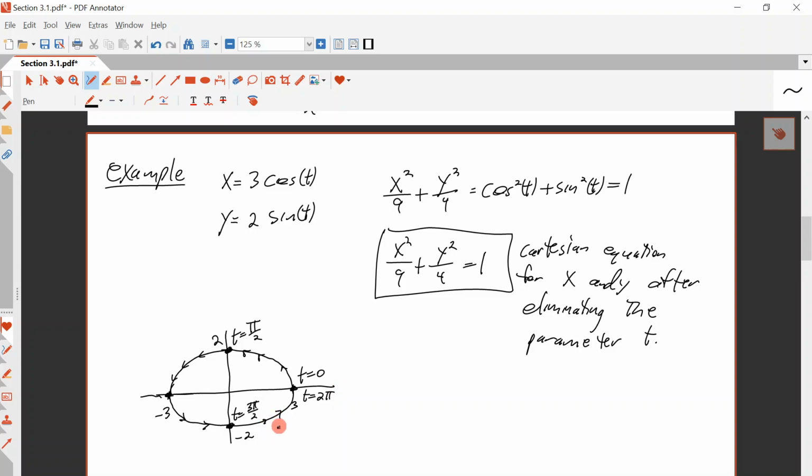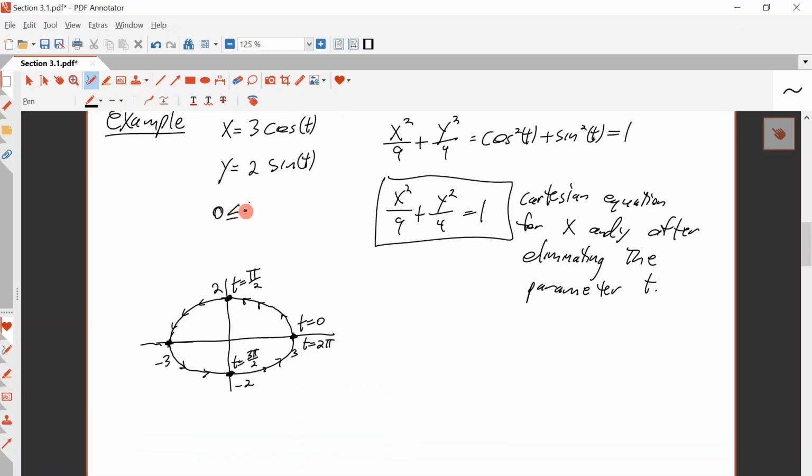Now, one could, say, restrict the domain to be, say, from 0 to pi, in which case it would just be this top half of the ellipse. You know, different restrictions you could make. Or say 0 is less than or equal to t less than or equal to 4 pi would be 2 trips around the ellipse. So let's say that 0 less than or equal to t less than or equal to 2 pi. So the motion is twice around the ellipse in the counterclockwise direction.